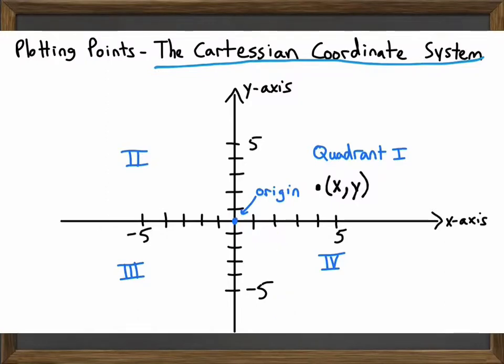And every single point gets indicated by its horizontal x component and its vertical y component. So this point here, which corresponds with x equals 4, y equals 2, we write down the x value first, followed by the y value.